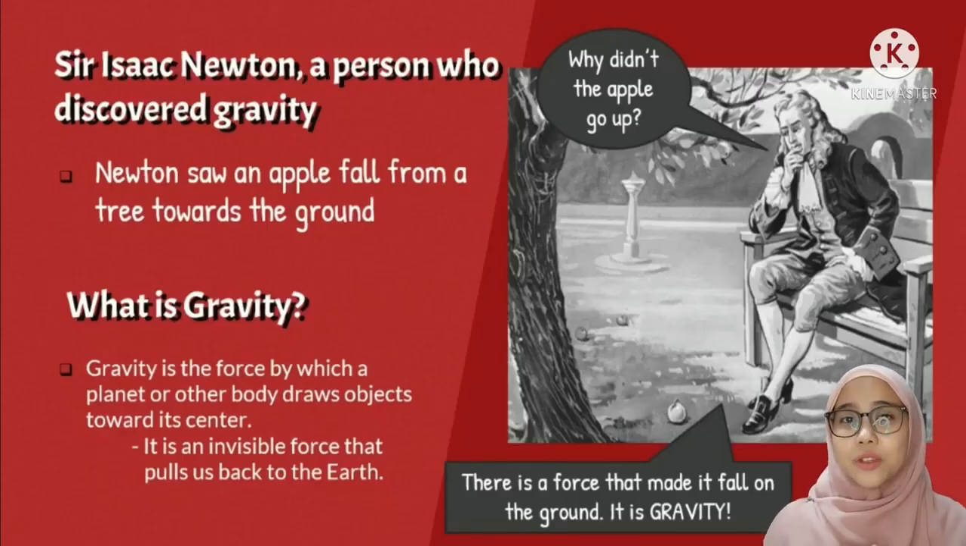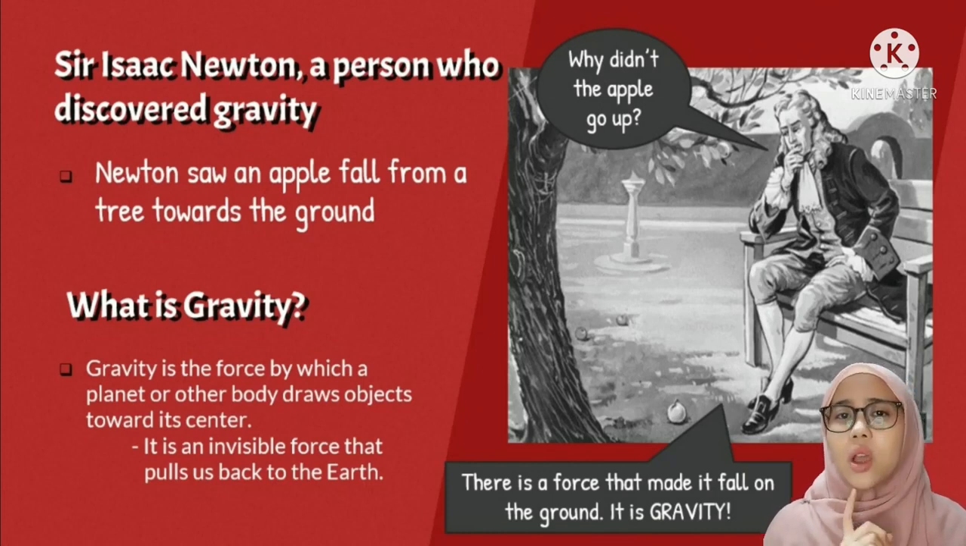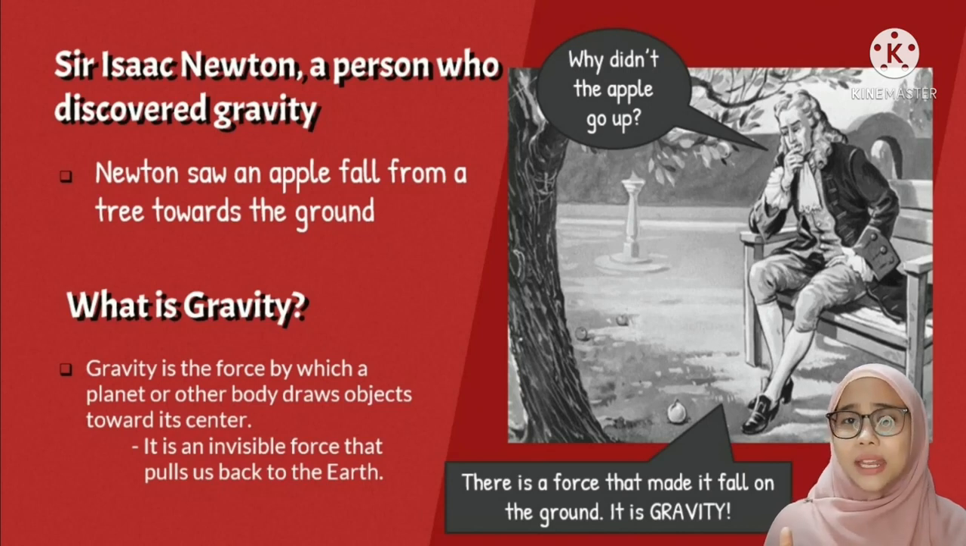Sir Isaac Newton discovered gravity. He was an English mathematician and physicist. One day, Newton saw an apple fall from the tree towards the ground. Then he wondered, why didn't the apple go up to the air? After many assumptions, finally he found that there is a force that made it fall on the ground named gravity. Have you ever wondered why we go down after we jump? Yes, that's because of gravity.